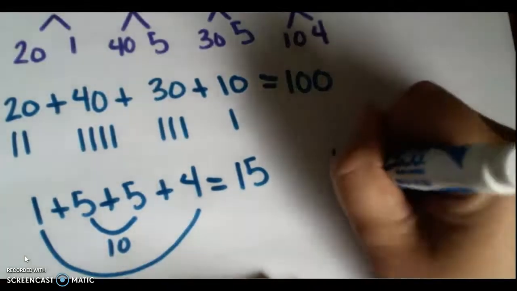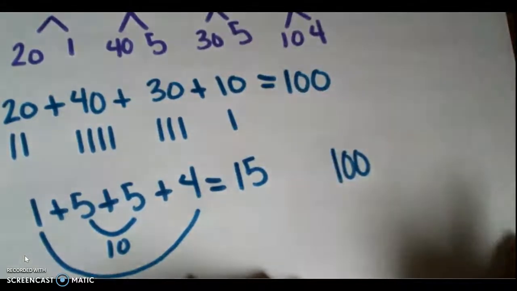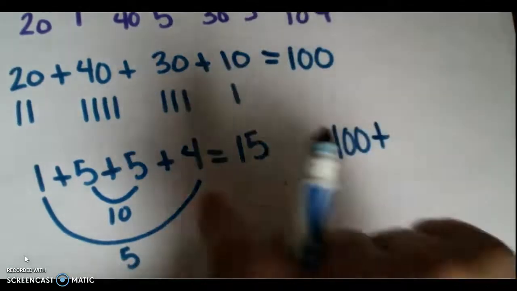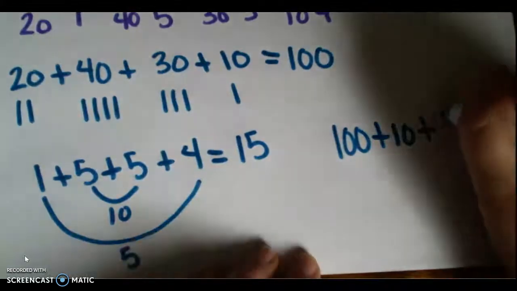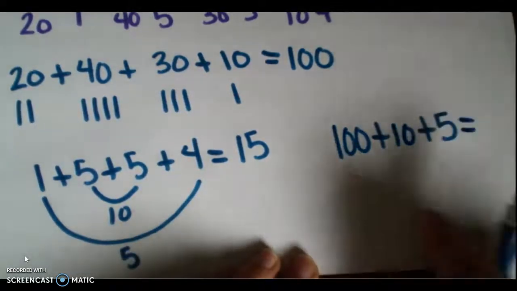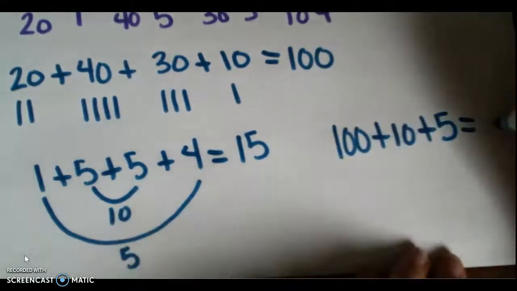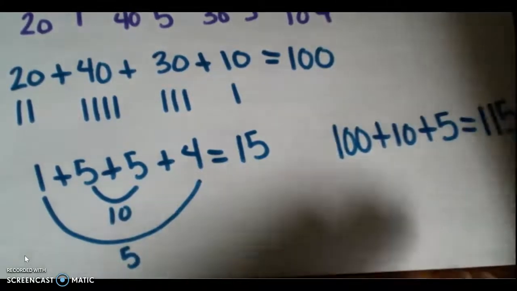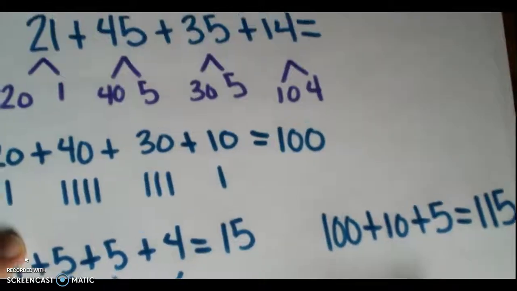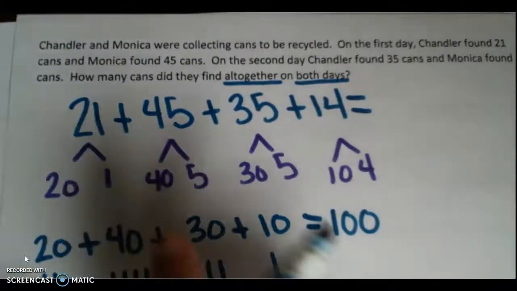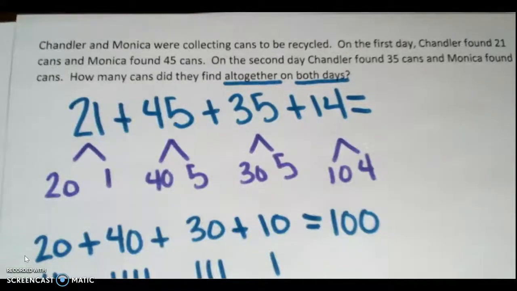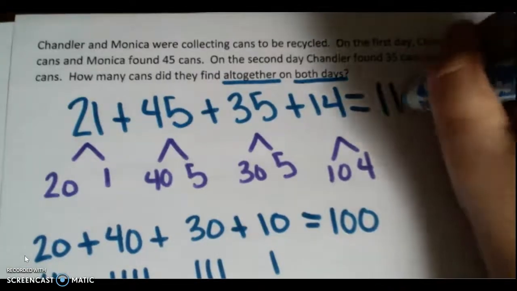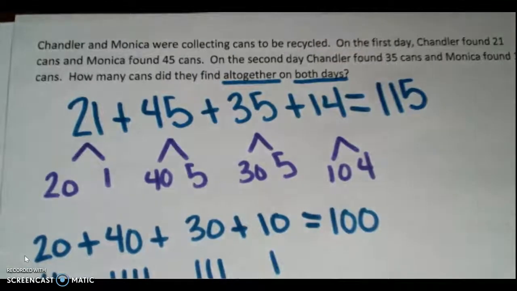So now I can add 100 plus a 10 plus 5 ones. And my answer is 115. So I go back to my original equation, 21 plus 45 plus 35 plus 14 equals 115. Great job, mathematicians. Now it's your turn to try.